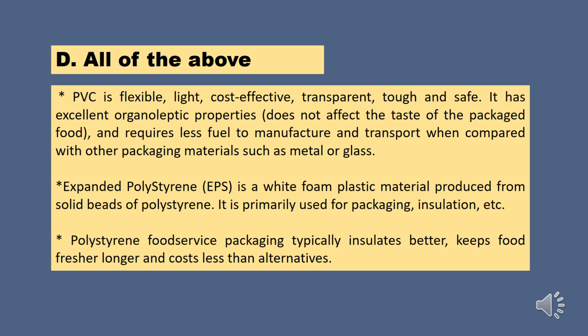Expanded polystyrene, EPS, is a white foam plastic material produced from solid beads of polystyrene. It is primarily used for packaging, insulation, etc. Polystyrene food service packaging typically insulates better, keeps food fresher longer and costs less than alternatives.